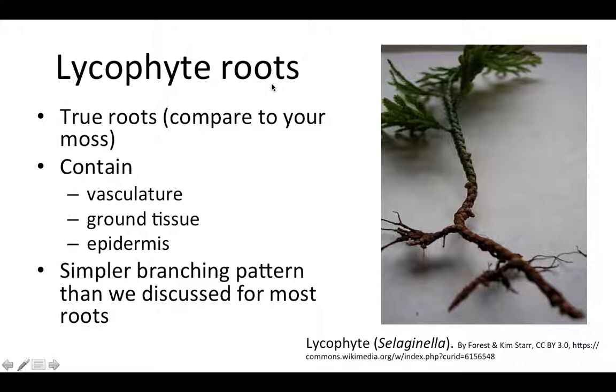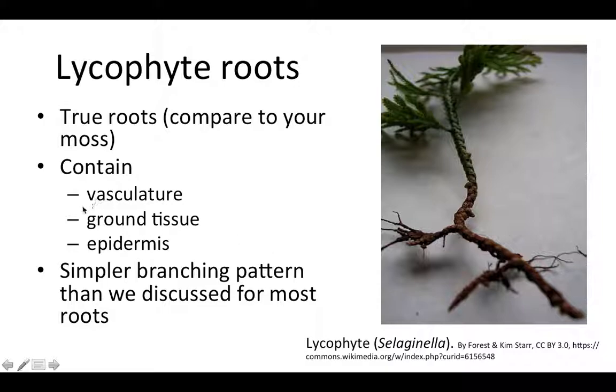Lycophytes have true roots as well. Remember that the mosses and other bryophytes don't have true roots, again because to be a true plant organ, there needs to be vasculature, and the mosses lack vasculature. So the mosses had rhizoids, but they were only one cell wide. Here what we have are true roots that are many cells wide rather. They're not huge, but this would be many cells across if you looked at it through a microscope.